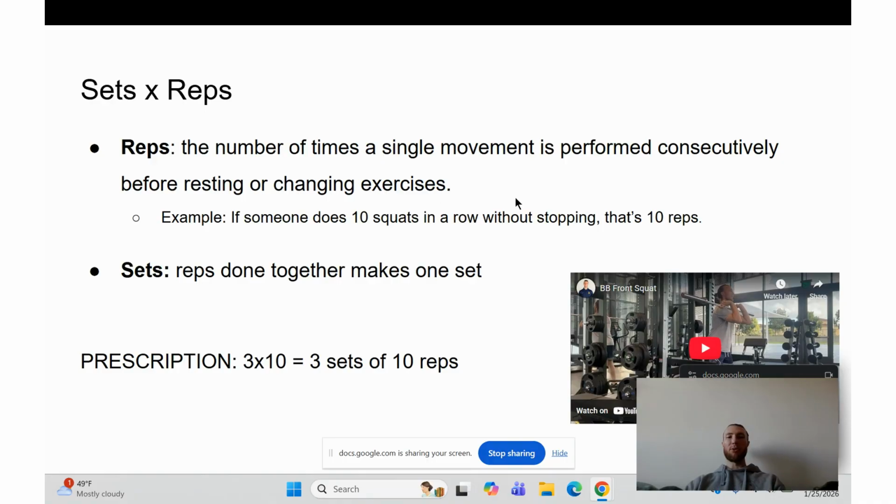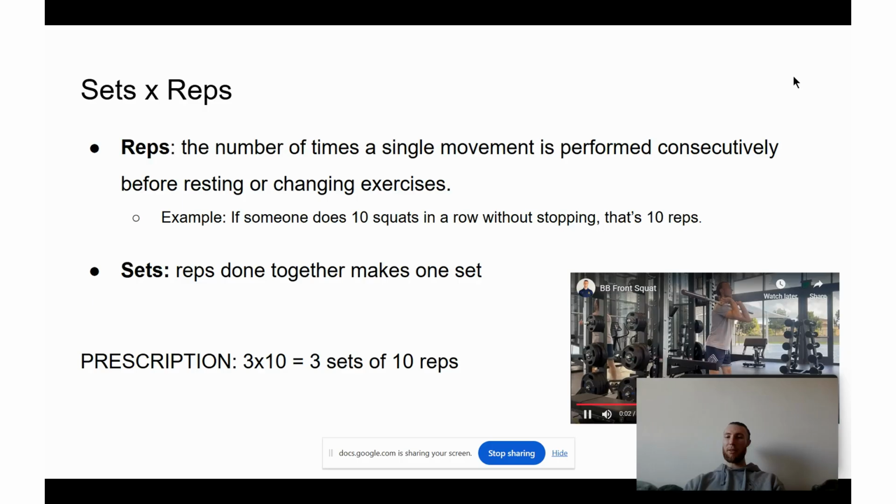So sets and reps. Reps are the number of times a single movement is performed consecutively before resting or changing exercise. So, like if you did 10 squats up and down in a row without stopping, that's 10 reps. A set is all those reps done together, making one set before you rest or change exercises. So, in prescription form, 3 by 10, 3x10 equals three sets of 10 repetitions. So, like, let's say we were watching squats, that's one rep, that's two reps, and that's three reps. So, that would be one set of three reps.